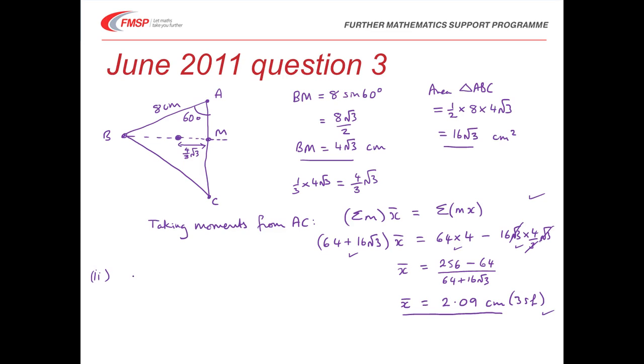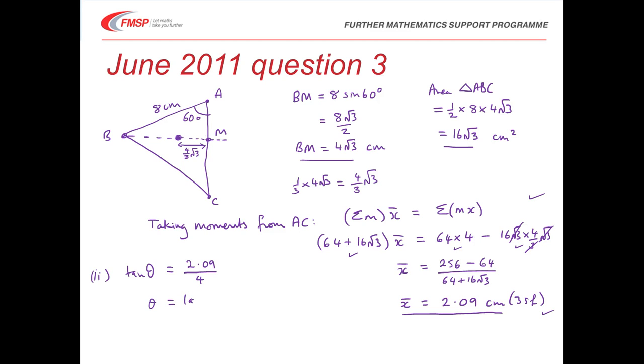Remembering from the diagram then, tan of theta equals opposite over adjacent, and opposite was the 2.09 and adjacent was 4. I'm just going to mention, when I worked this out for myself, I still had the exact value of x bar in the calculator, so I didn't lose any accuracy when doing this next step.